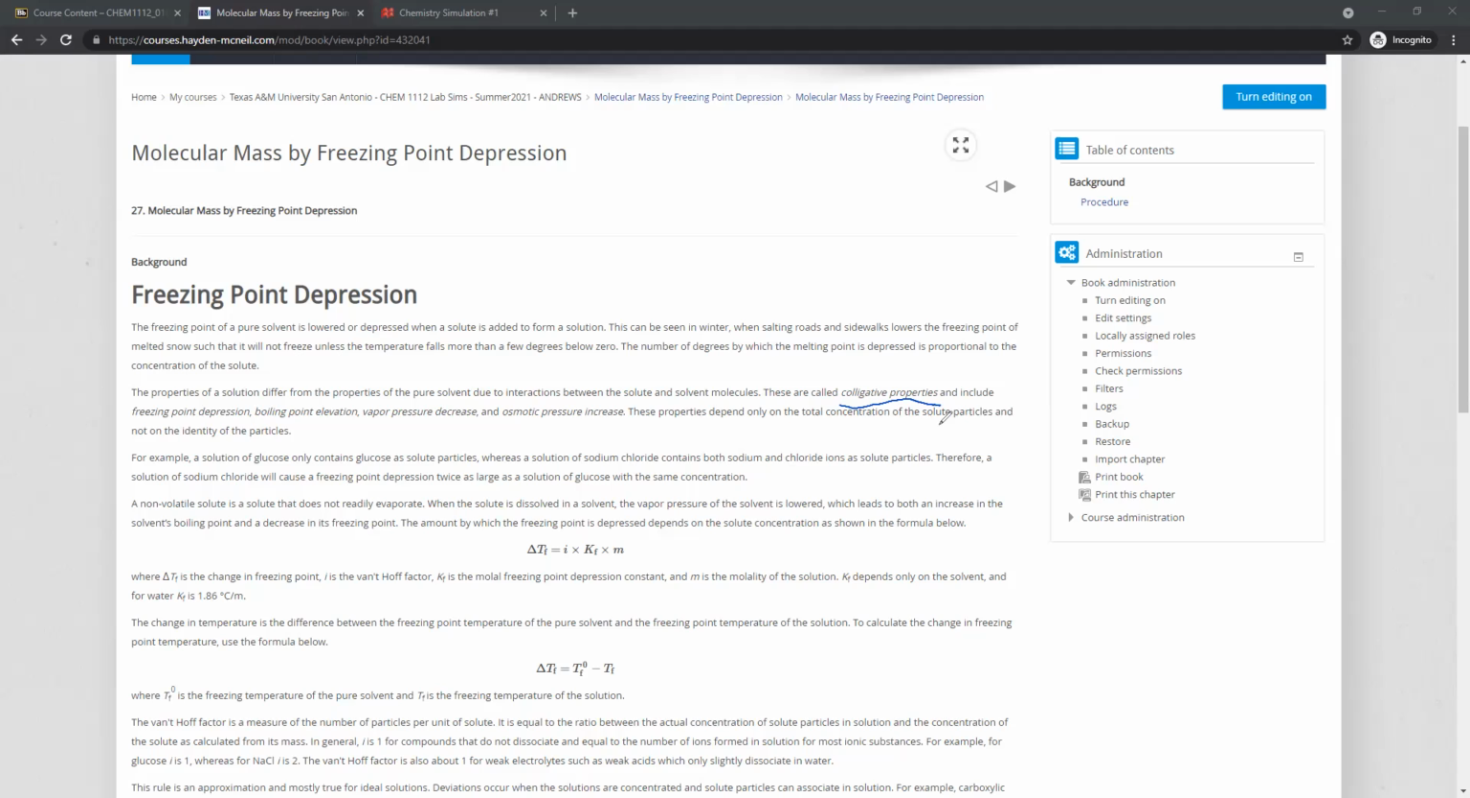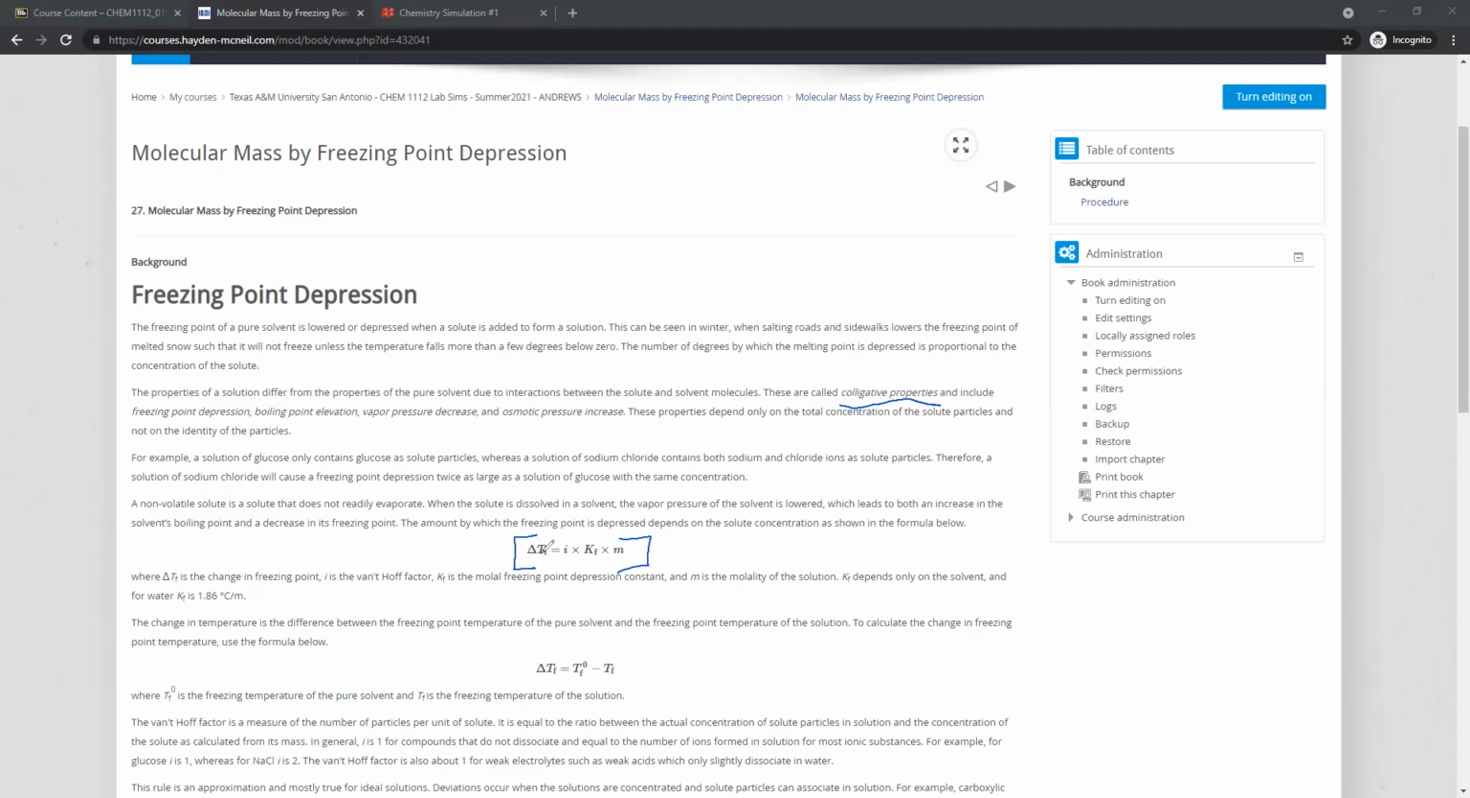Freezing point lowers, boiling point increases, vapor pressure decreases, and osmotic pressure increases when you dissolve a substance in a liquid. And the thing about colligative properties is it doesn't matter what you dissolve. All that matters is how much you dissolve. And we're going to look at freezing point in this lab. And our freezing point equation is given here.